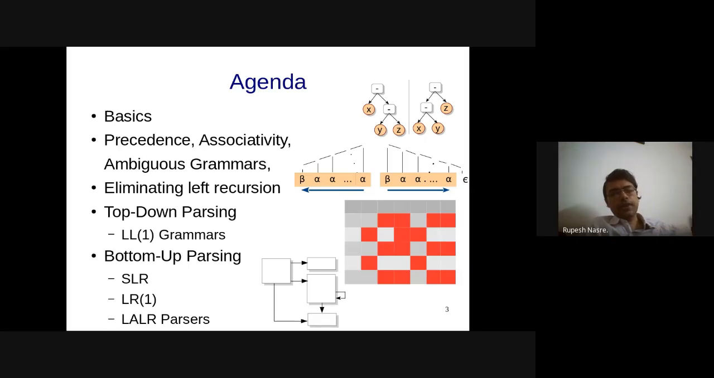Then we are going to look at top-down and bottom-up parsing. You have to find out and tell me what happens in YACC, whether it generates a top-down parser or a bottom-up parser. Within each of these, there are different kinds of parsers that we are going to look at, and those are going to be LL1, SLR, LR1, and LALR parsers.